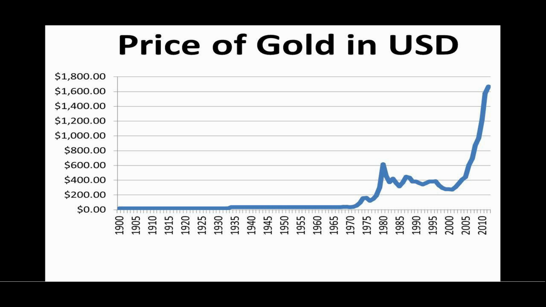This first graph is an introductory graph. It's the price of gold since 1900 in terms of dollars. And you can see how the price is mostly stable up until 1971. 1971 is when Richard Nixon effectively removed the gold standard in the United States, making the US dollar a fiat currency as opposed to a gold-backed currency.